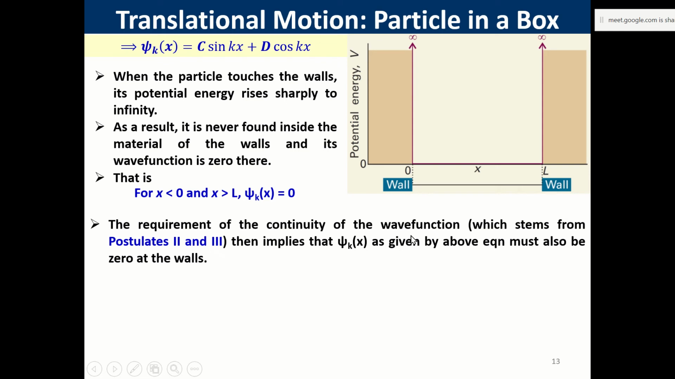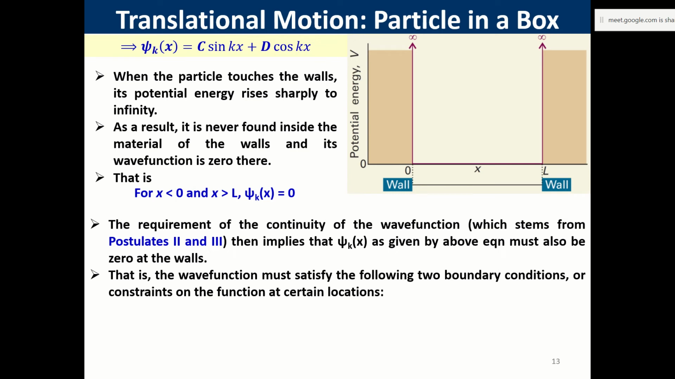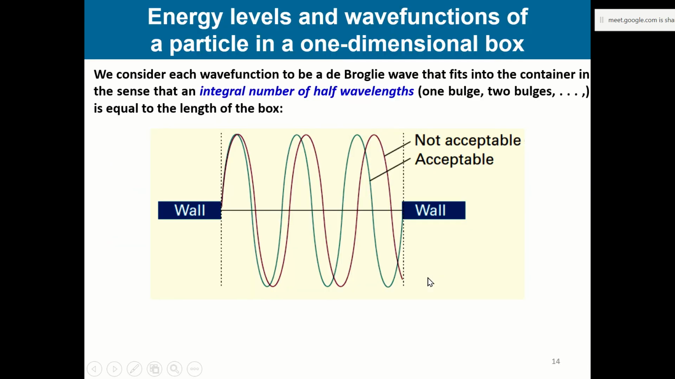Continuity of the function, the slope must be continuous, and also the boundary conditions are important. The boundary condition here is that at the boundary the function must become 0. The particle is not to be found in the walls, so the amplitude of the wave must go to 0. So the wave function has to be 0 at the boundaries, when x is 0 and when x is equal to L.